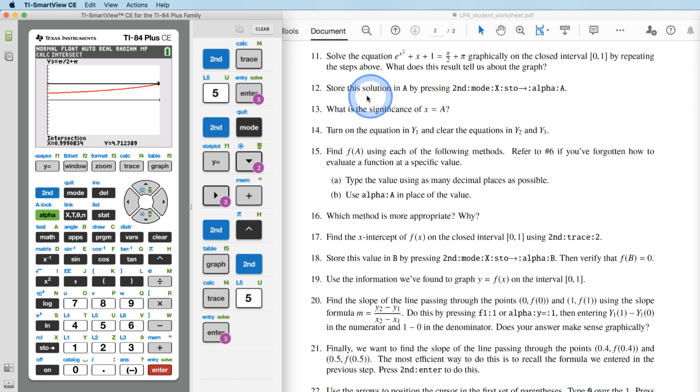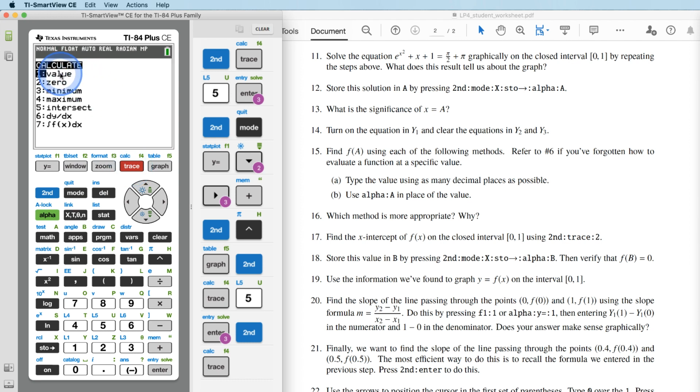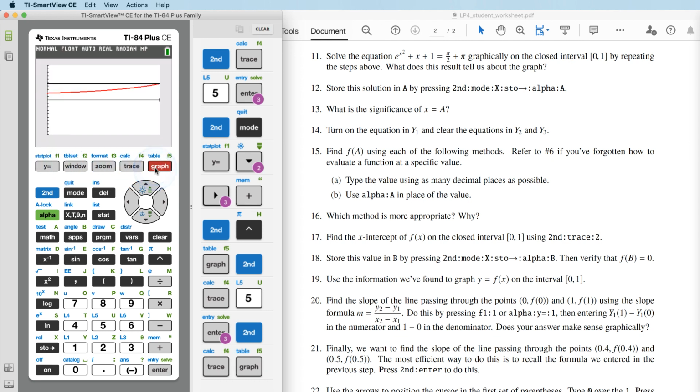Number 12, store the solution in A. So let's talk about storing your solutions. Whenever you intersect two graphs, actually, let's go into the calc menu for a moment and look at this. Whenever you ask your calculator to find a value, a zero, a minimum, a maximum, a point of intersection, any of those 5 things right there, and we just did one of those 5 things, we just intersected. It's off the screen at the moment, but we intersected these two graphs.